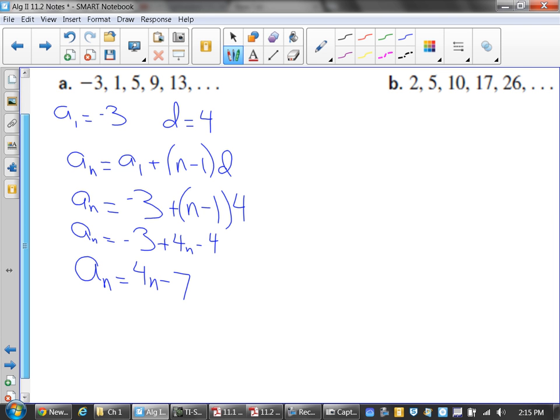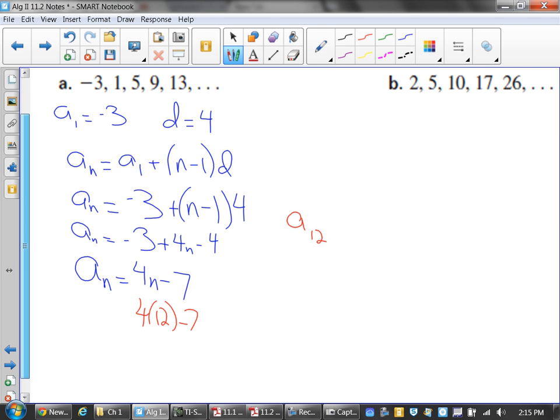This is a great question because we're going to do that one here in a second. If I wanted to find out what the 12th term in this sequence would be, that means my n value is 12. So what's 4 times 12 minus 7? 41. Done. Make sense? Yes.